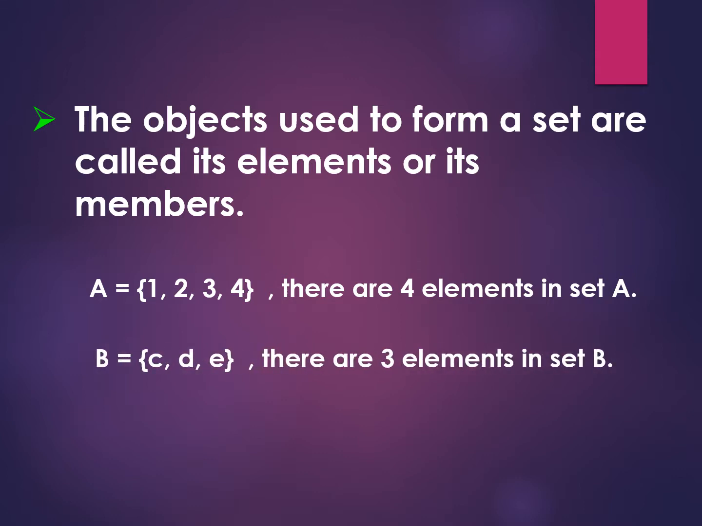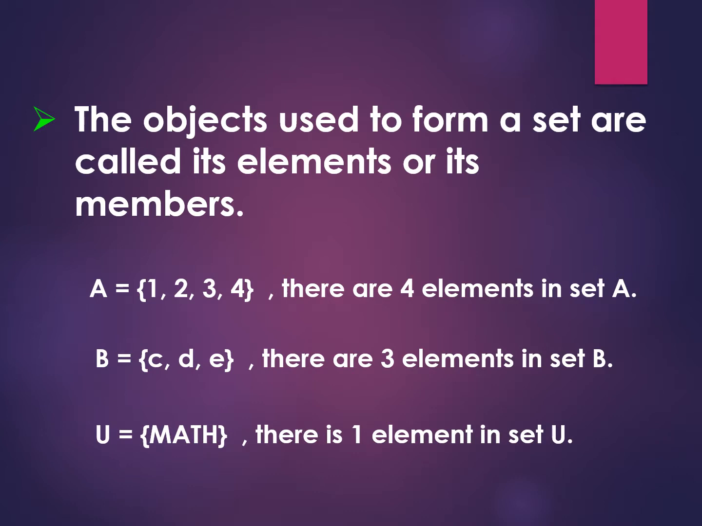Set B has elements C, D, E. So there are 3 elements in set B. Set U has an element of math. So there is 1 element in set U.